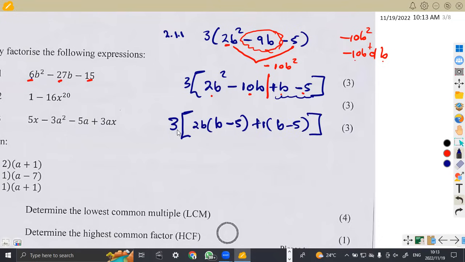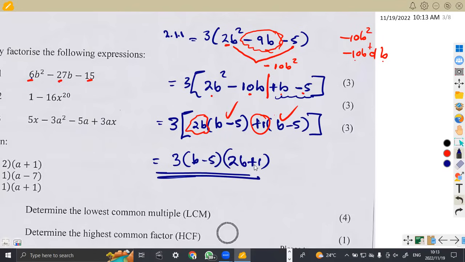Okay, so the 3 is still there. The 3, you have to write it until the final answer. So still we have our 3. So it's 3 into, remember, if the brackets are the same, we just have to take one of the brackets, just factor out b minus 5. And what do we remain with? We remain with 2b plus 1 in another bracket. So it's going to be 2b plus 1 in another bracket. So that was it, guys. So take note, this is a b here. So that was it for you to have 3 marks for that factorization.